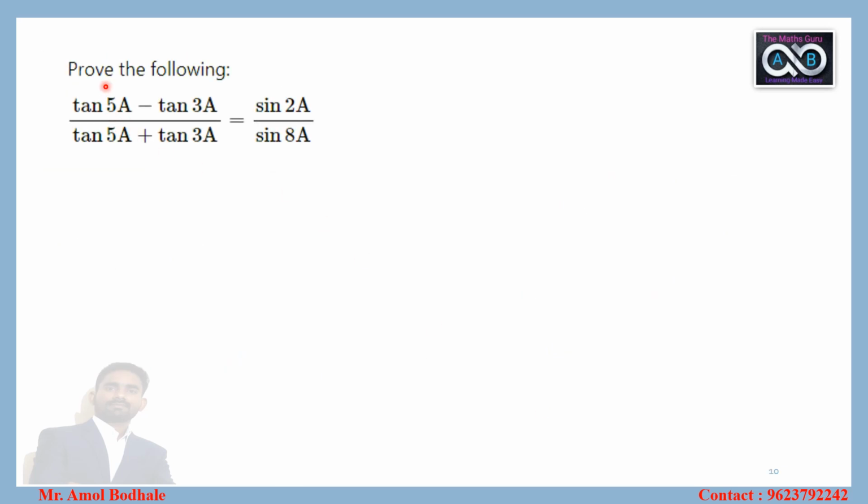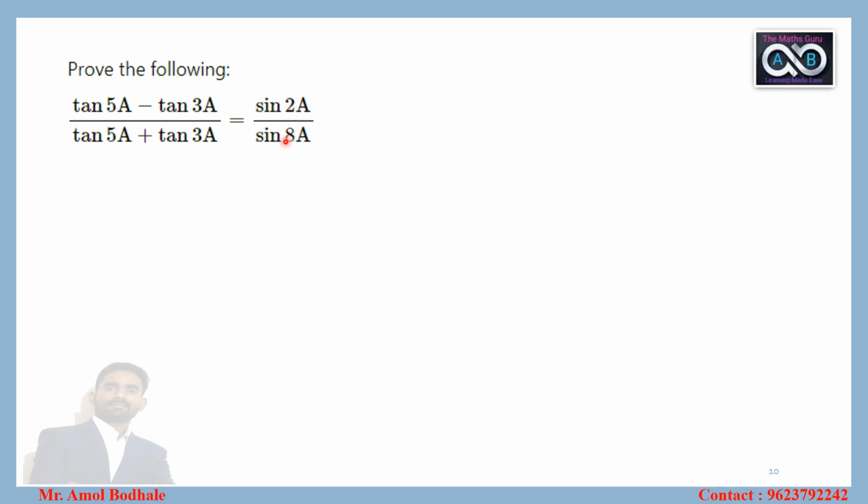Let's see the next example. Prove the following: tan of 5a minus tan of 3a divided by tan of 5a plus tan of 3a is equal to sin 2a upon sin 8a. Here we don't know how to add two trigonometric functions, that is sin a plus sin b or tan a plus tan b. Here the numerator is tan of 5a minus tan of 3a and the denominator is the same with a plus symbol. Now we have to show that this LHS is the same as the RHS.